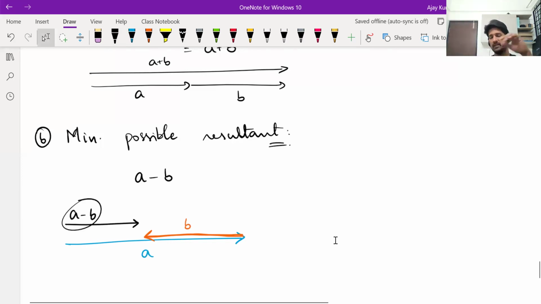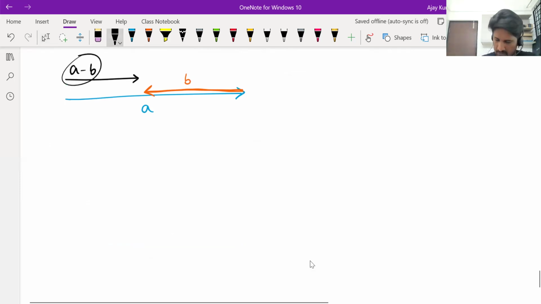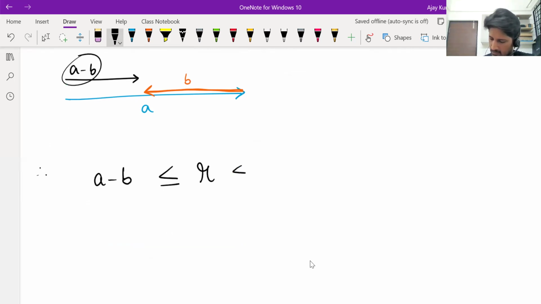So two vectors will have minimum possible resultant when they are opposite to each other. They'll have maximum possible resultant when they are parallel to each other. So you can say resultant of two vectors will be greater than or equal to the difference between their magnitudes, and it will be less than or equal to the sum of their magnitudes. So it can be any value between these two extremes. So this is the minimum possible resultant of two vectors. This is the maximum possible value.